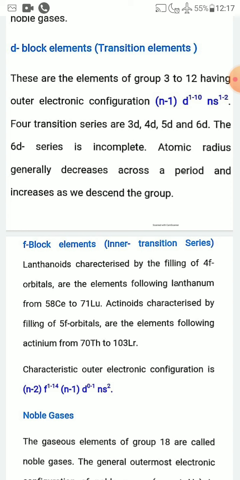There are 4 transition series: 3d series, 4d series, 5d series, and 6d series. And the 6d series is incomplete.